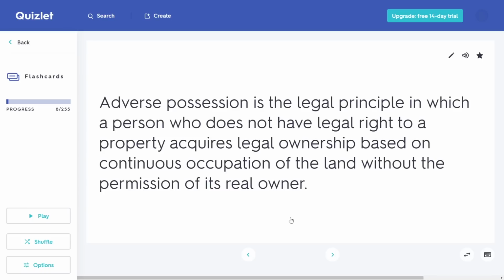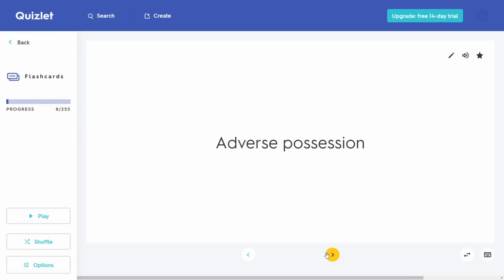But the point is if that first person wanted to get the property, they'd have to go through adverse possession to acquire that property. So a little bit of a deep dive there, but super important. So hopefully you guys learned something there. All right, next one. Agent. Awesome. Okay, agent. Now keep in mind it's just agent, not real estate agent, just agent. So think that one over.